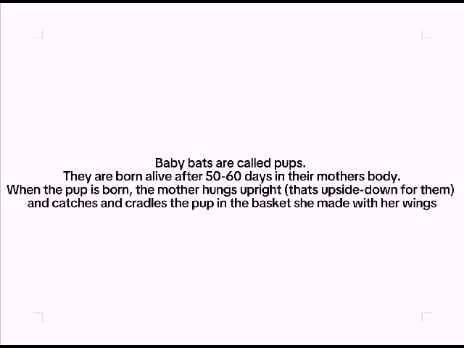Baby bats are called pups. They are born alive after 50 to 60 days in their mother's body. When the pup is born, the mother hangs upright, that's upside down for them, and catches and cradles the pup in the basket she made with her wings.